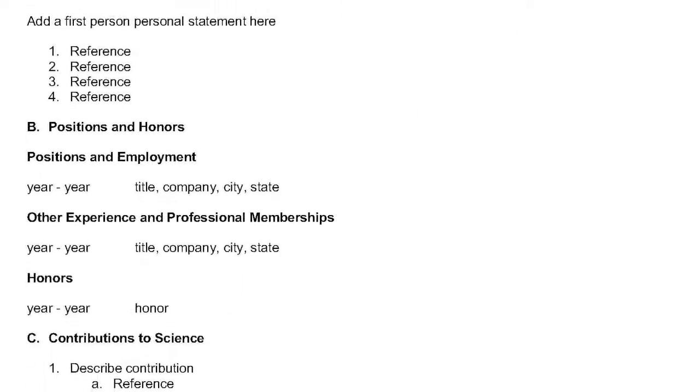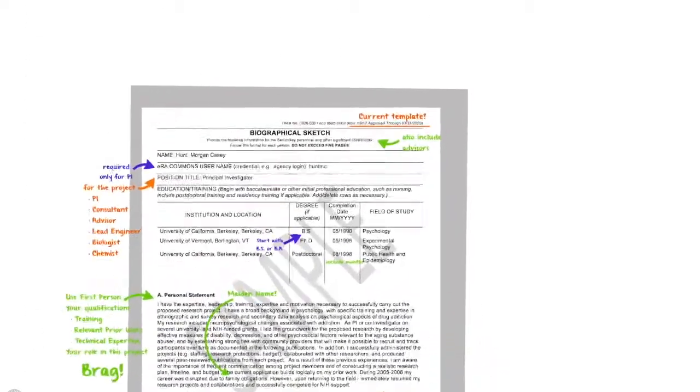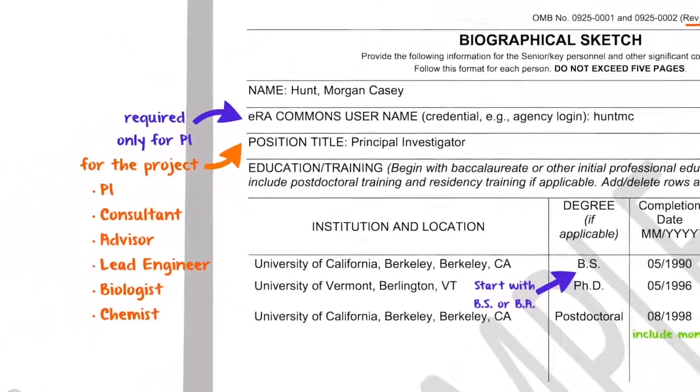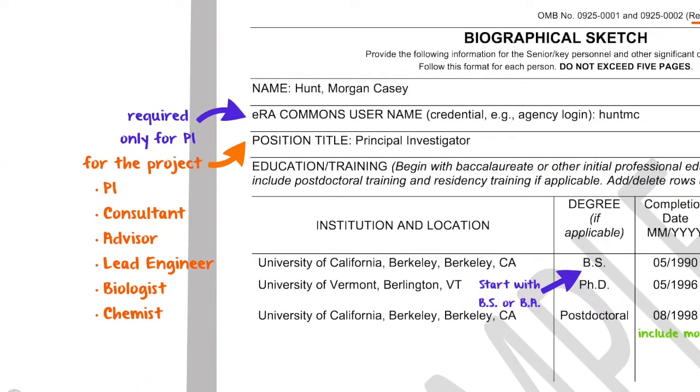Let's walk through it. First, check the document date. Make sure you're using the current template. It's required to include all named senior level staff and consultants. We also recommend including advisors. You can leave the ERA Commons username blank for everyone except for the principal investigator.